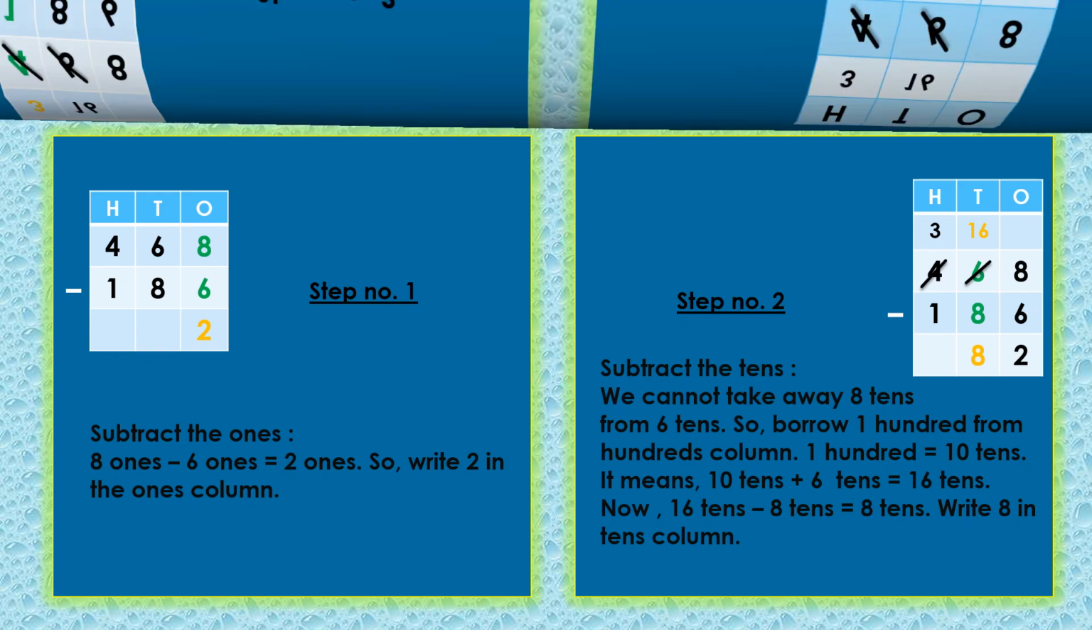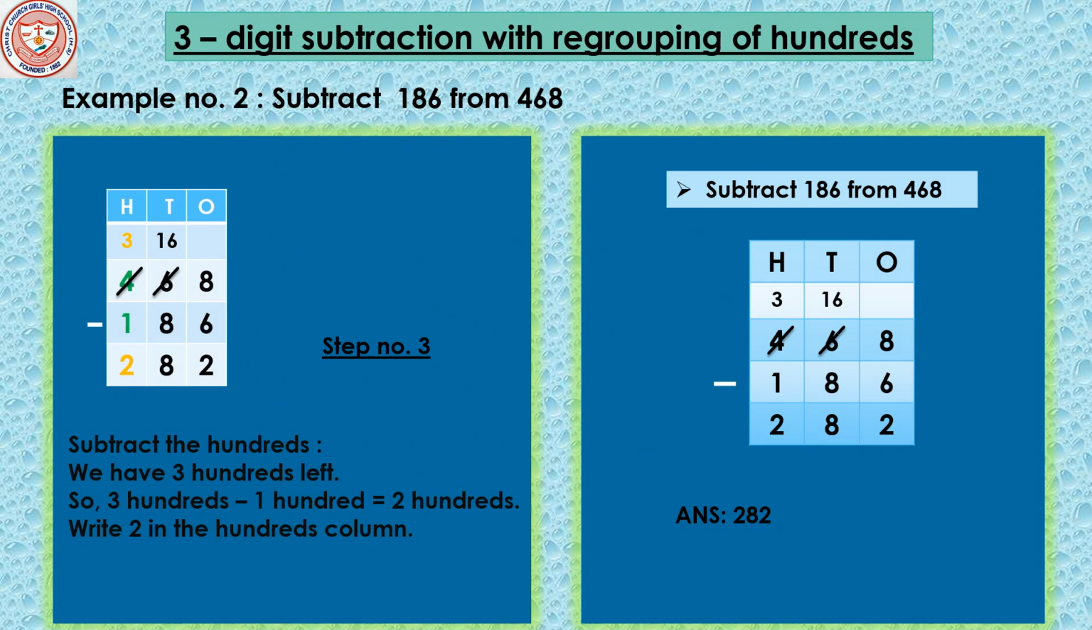Step number 3. Subtract the hundreds. We have 3 hundreds left and 100 is already there in the hundreds column. So, we have to subtract 100 from 3 hundreds, and we can take away 100 from 3 hundreds. So, 3 hundreds minus 100 is equal to 2 hundreds. Now, write 2 in the hundreds column.